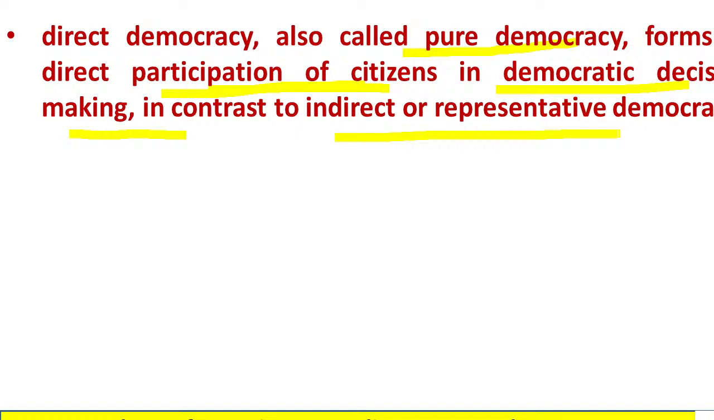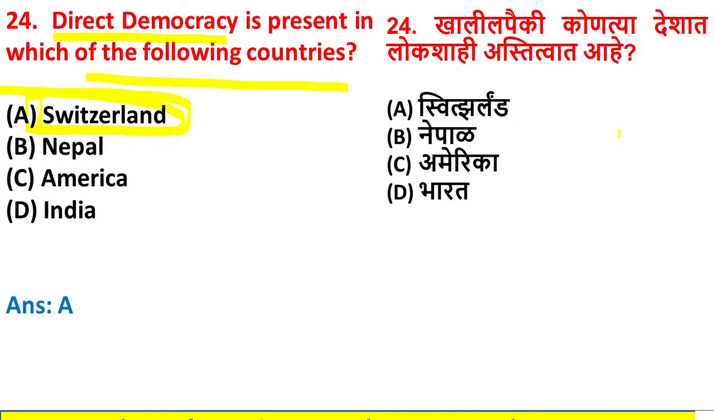In indirect democracy, citizens elect representatives. In India we send members to the parliament, and they elect the president and some other members. Is it clear? So India is following indirect democracy, Switzerland is following direct democracy. No, Priyanka, option A is correct.